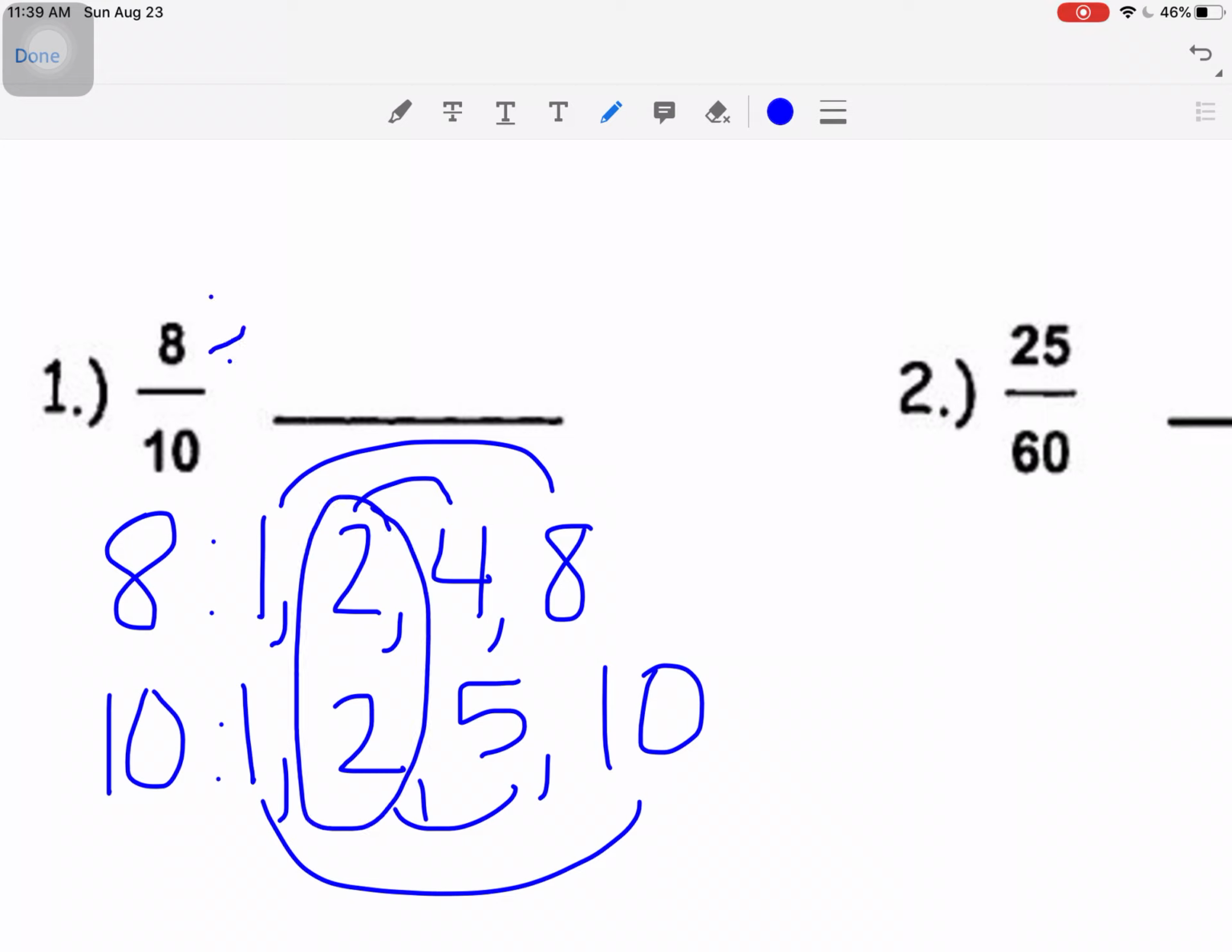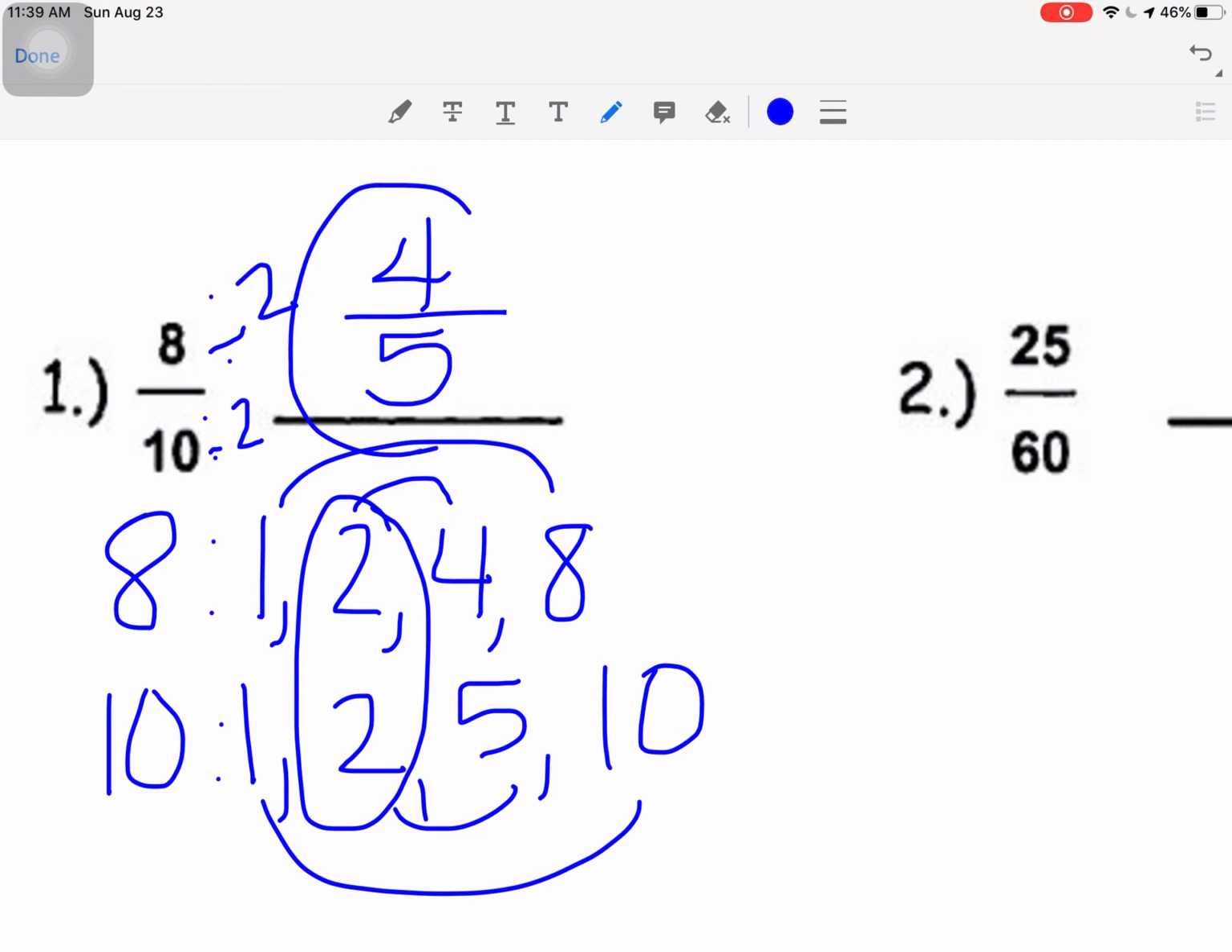So we're going to divide both the numerator and the denominator by 2. When we divide 8 by 2, we get 4. When we divide 10 by 2, we get 5. So 4/5 would be the simplified fraction for 8/10.